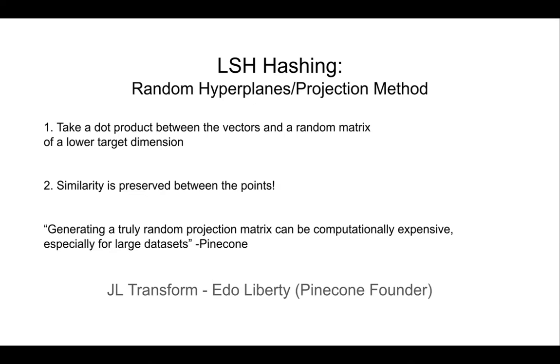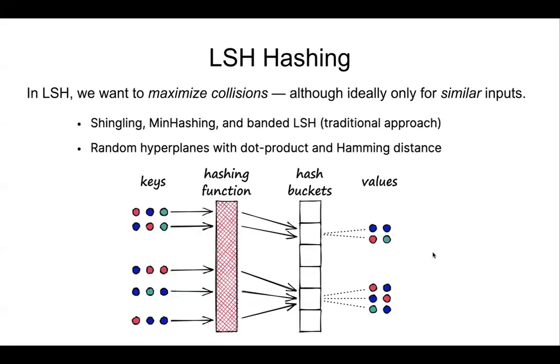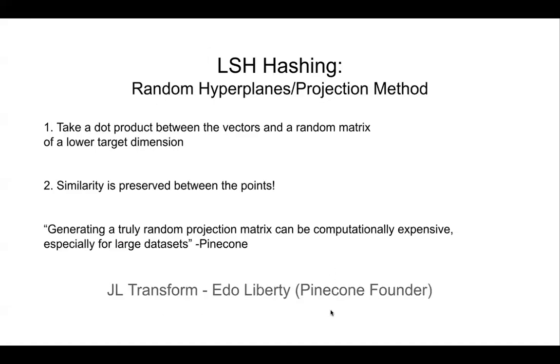And Pinecone mentions that truly doing this with a random matrix can be computationally expensive for large data sets. So I think it might be an indication, and also because they say this is not the traditional approach, that this is not necessarily what they're doing themselves. The founder of Pinecone is Ido Liberty, and he's known for JL transform research, which to my understanding is this property that using a random matrix to compress your vector space is a safe and smart thing to do. So to me, it seems like they took the company in a different direction than the research originally led them to.